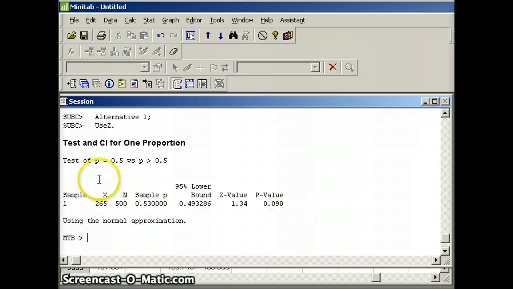And you'll notice what it gives us. Test of P equals 0.5. So this is H0 versus P is greater than 0.5. That's HA. We have information here, X and sample P, P hat is 0.53. Our Z value is 1.34, and our P value is 0.09. And that P value, again, very similar to the one we had before, is a high P value, a large P value, and in that case we will fail to reject H0.